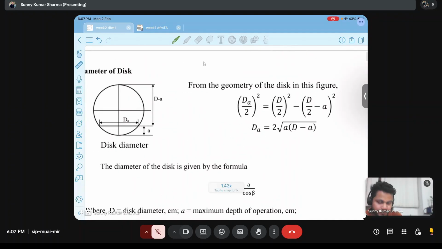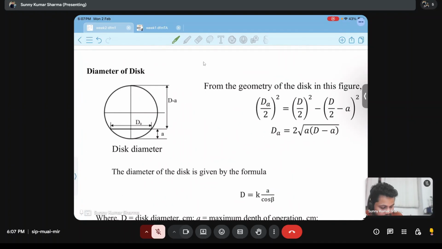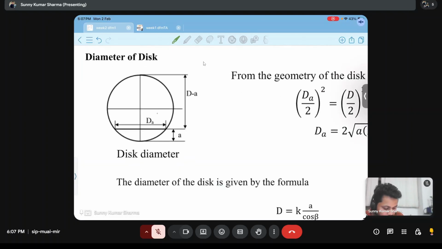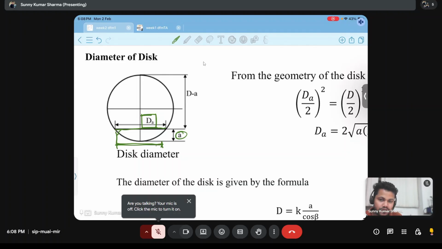Next thing is, this disc plow is working at a depth of a. So what is the diameter of the disc at this working depth? This is denoted as dA. This working width is important when we design the disc plow or disc harrow, because this will decide the spacing between those discs. So this is of our interest.